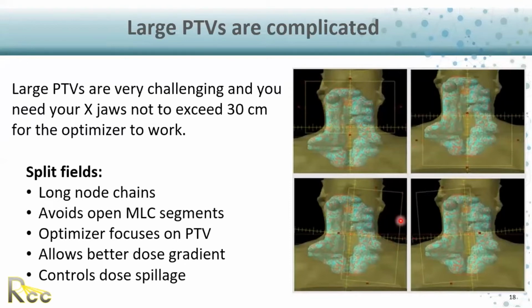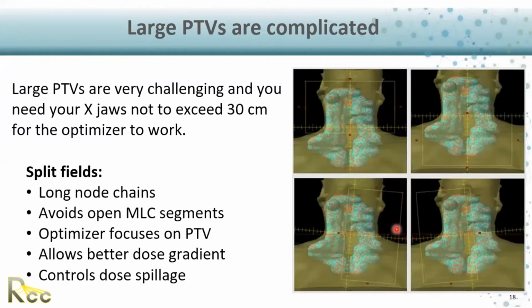So here I have full 4 arcs, not 2. I have 4, but each one of them is concentrating only on a portion of your BTV. What will this do? This will give the optimizer the maximum capability of taking care of the dose coverage and preventing any dose spillage. It also focuses on the BTV itself and allows a dose gradient.